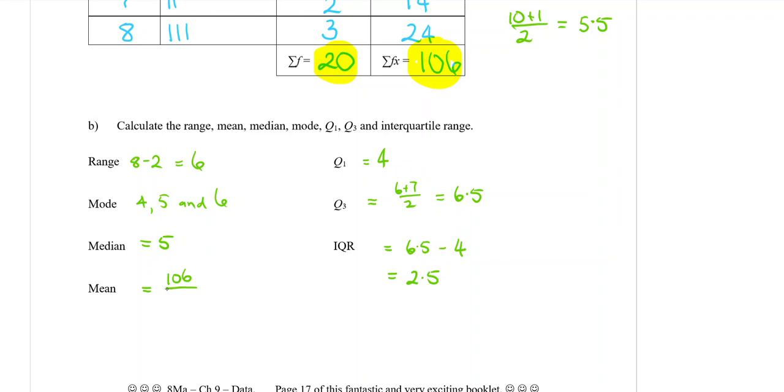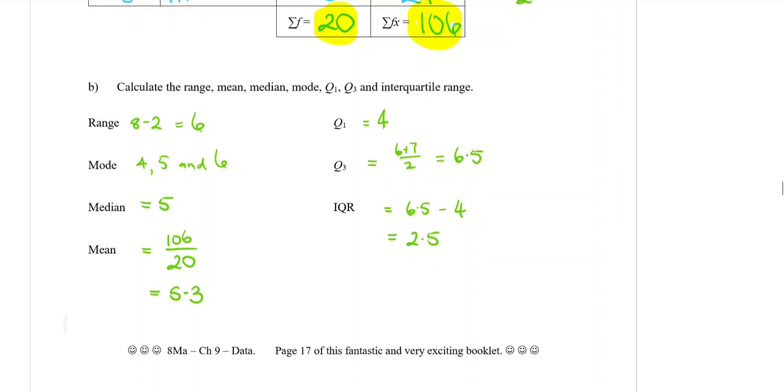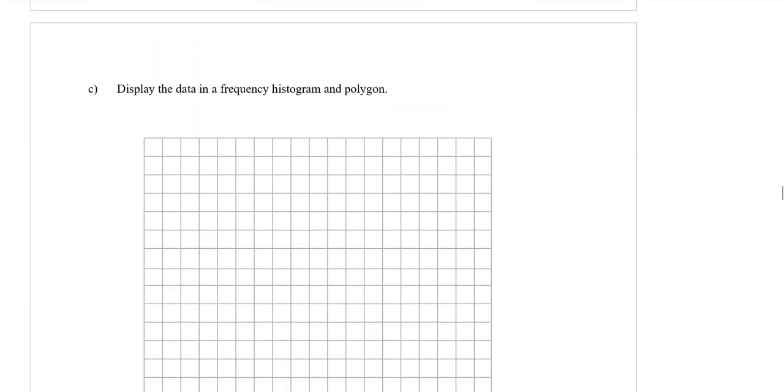You divide that by 20 because the sum of your frequency is telling you there's 20 scores in your data. 106 divided by 20 is 5.3. Okay, then we have to graph it. The title for this was the number of people in a family again.